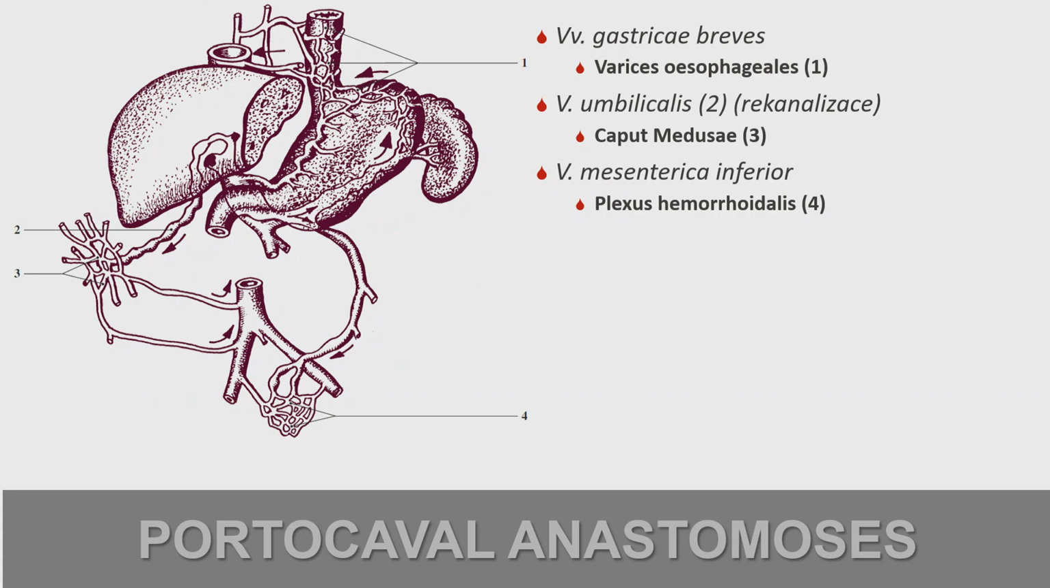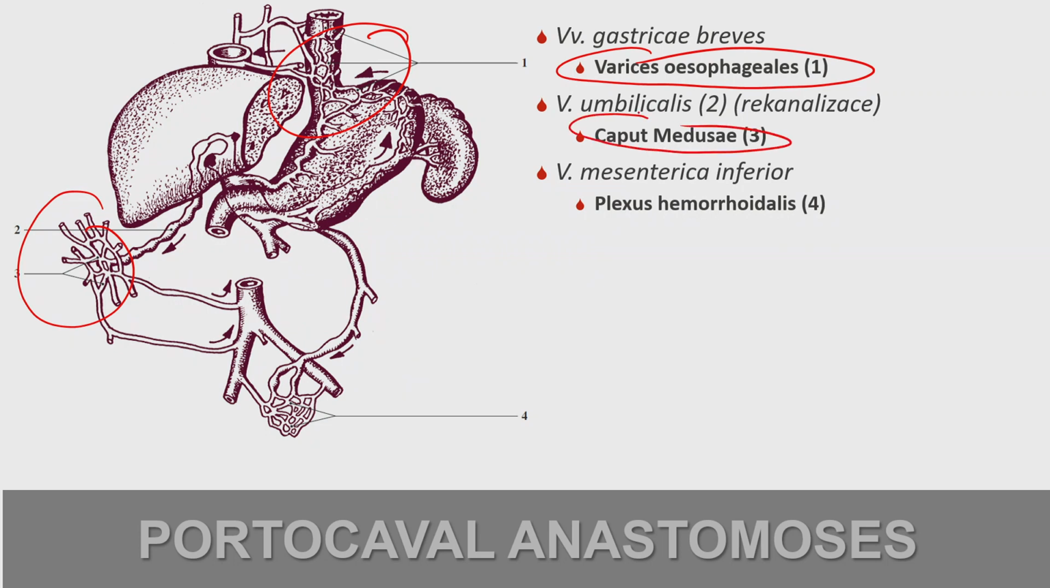Those bypasses are localized here in the esophageal region. Those are called esophageal varices. And the bleeding from them is a very, very dangerous situation in patients with cirrhosis. The second region is umbilical, which is called caput medusae, head of Medusa.